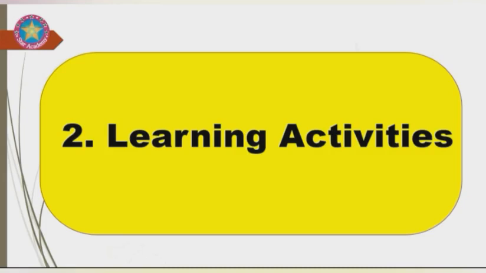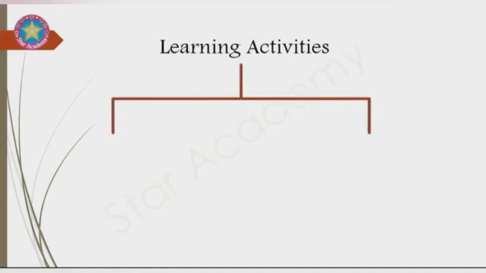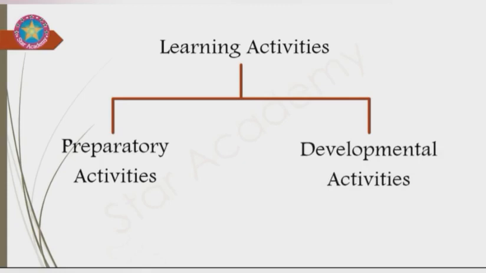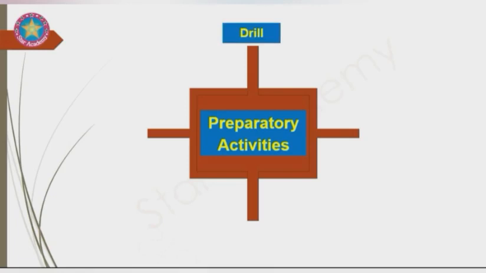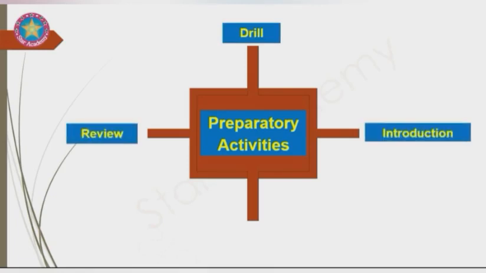Now, number two is learning activities. Learning activities can be categorized into two groups. Number one is preparatory activities and number two is developmental activities. First, let us see preparatory activities. Preparatory activities consist of four components: drill, review, introduction, and motivation.